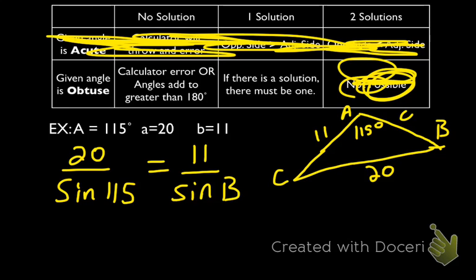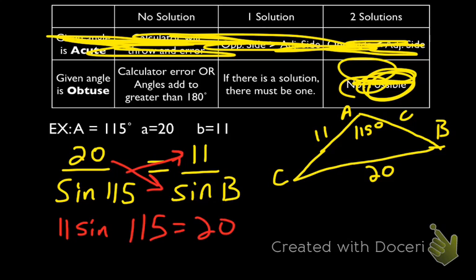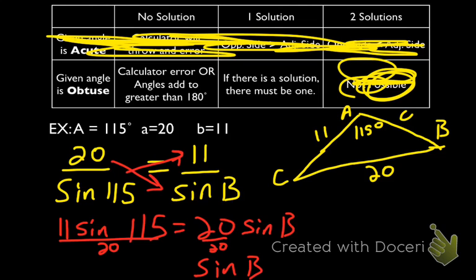So I'm going to multiply sine of 115 times 11 and sine of b times 20. And we'll rewrite everything here. So I get 11 sine of 115 equals 20 sine of b. And put that mess in your calculator. So what do you get when you do 11 times sine 115 divided by 20? Sine of b equals what?